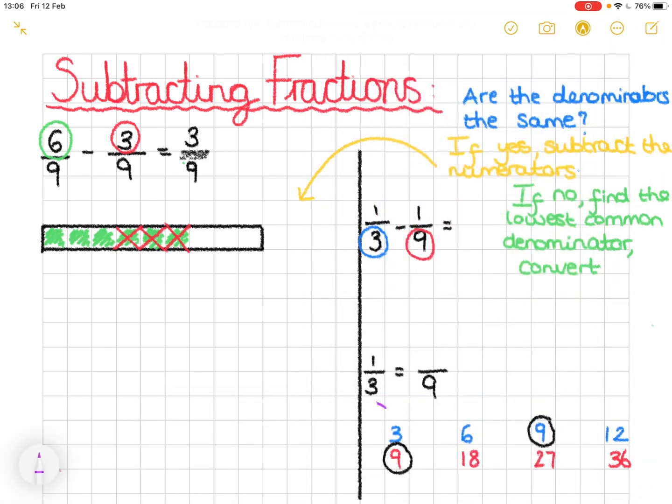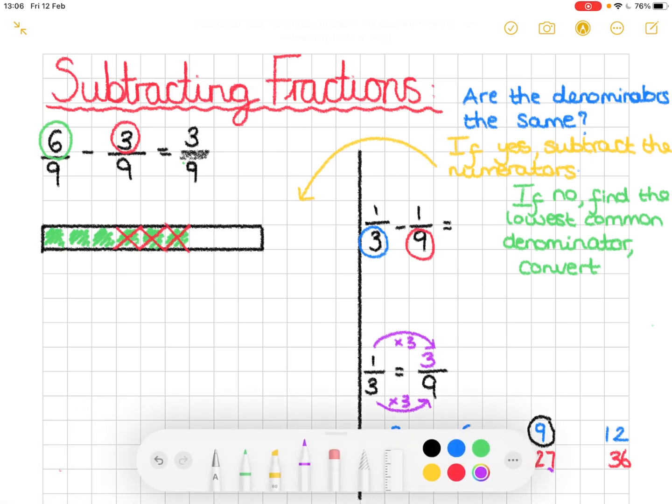So we need to work out the relationship between 3 and 9. We know that 3 times 3 makes 9. And so we do the same to the top as we do the bottom. We times the bottom by 3, times the top by 3. So we know that 1 times 3 is 3, which means 1/3 is equivalent to 3/9. Okay, now we have two denominators of 9.